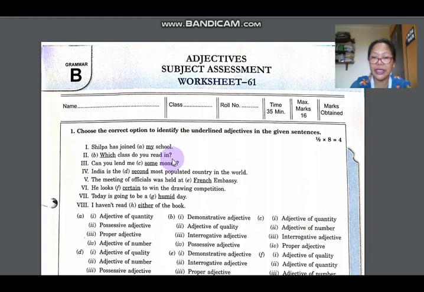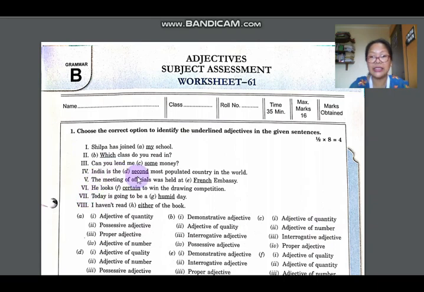Which class do you read in? Number B. You have these choices 1, 2, 3, 4. Which class? That means you are asking which class. So this would be interrogative adjective. It is a question, so it will be interrogative adjective. Can you lend me some money? Number C. These are the 4 options. Some is some money. That means it's quantifying money. So this is an adjective of quantity.